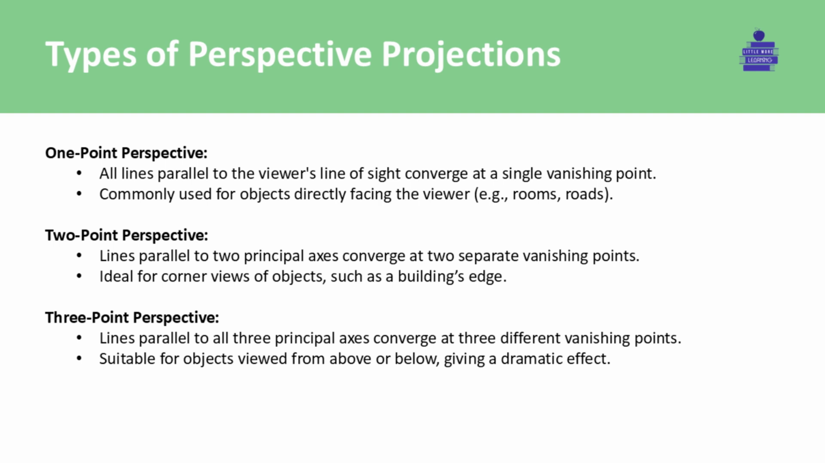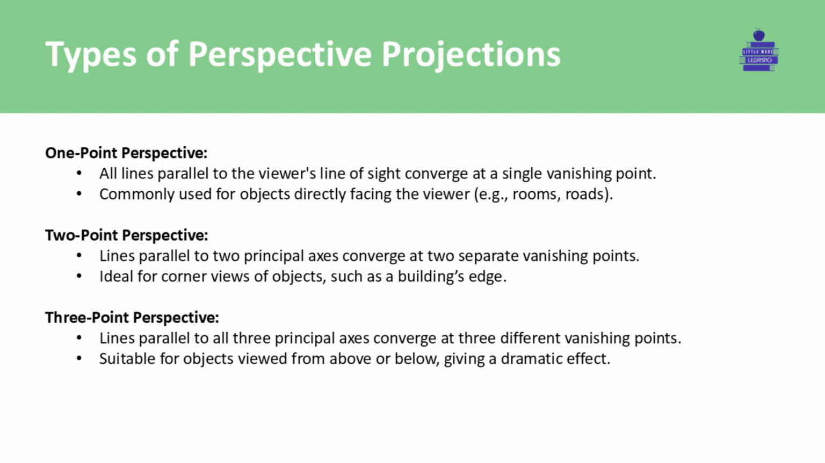Next, we have two-point perspective. Picture yourself standing at the corner of a building. Now you have lines converging at two different points on your horizon line. This gives us that classic architectural view and is incredibly useful for drawing objects that show two sides, like buildings or boxes viewed from an angle.